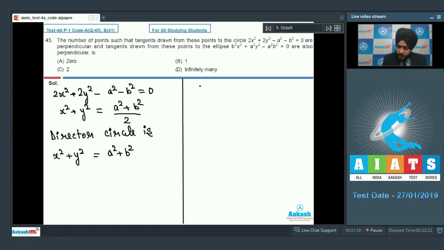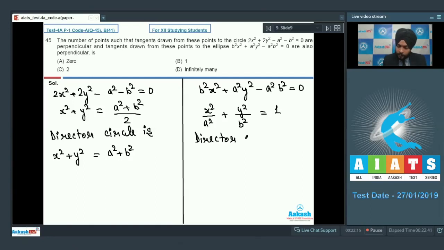Let us talk about ellipse. B square x square plus a square y square minus a square b square. Converting into standard form, we have x square by a square plus y square by b square equals 1. So students, what is the director circle? So this is the standard ellipse. The director circle is x square plus y square equals a square plus b square.